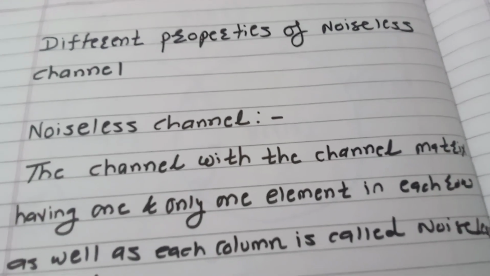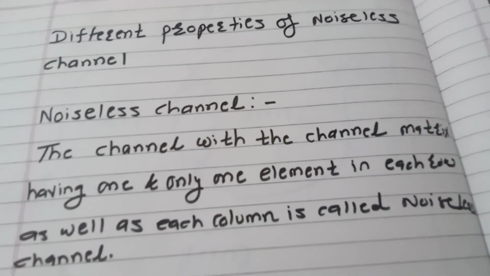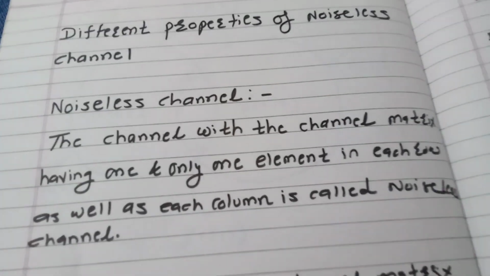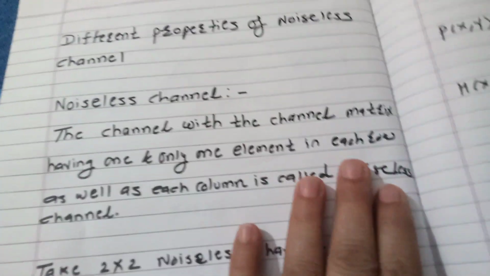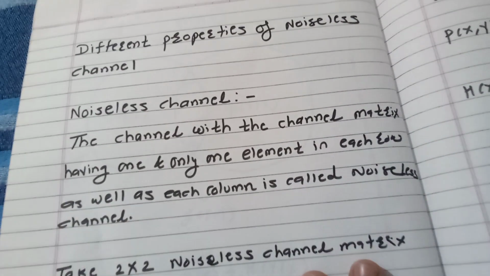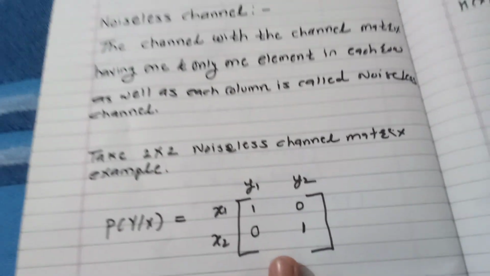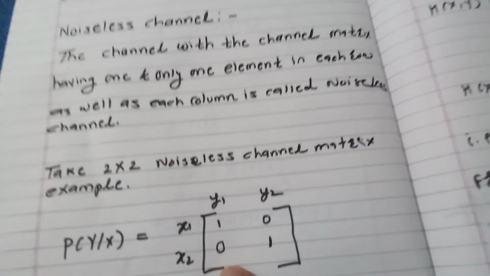Let us understand today different properties of noiseless channel. So first we will see what is noiseless channel. The channel with the channel matrix having one and only one element in each row as well as in each column is called noiseless channel. So the channel matrix here is an example of a 2 by 2 channel matrix.